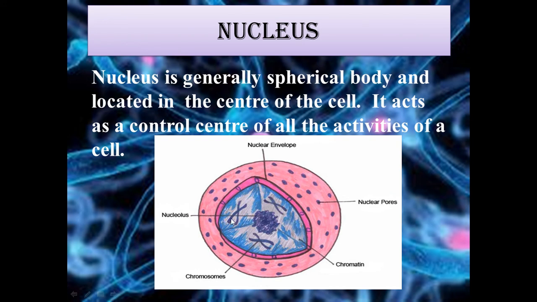Inside the nucleus there is another small body which is called the nucleolus. It is rich in RNA, that is ribonucleic acid. In addition, the nucleus also contains thread-like structures called chromosomes, and the chromosomes have small structures called genes.